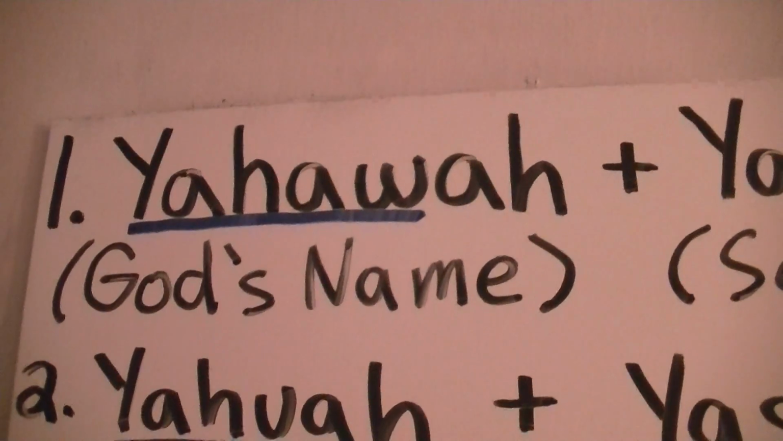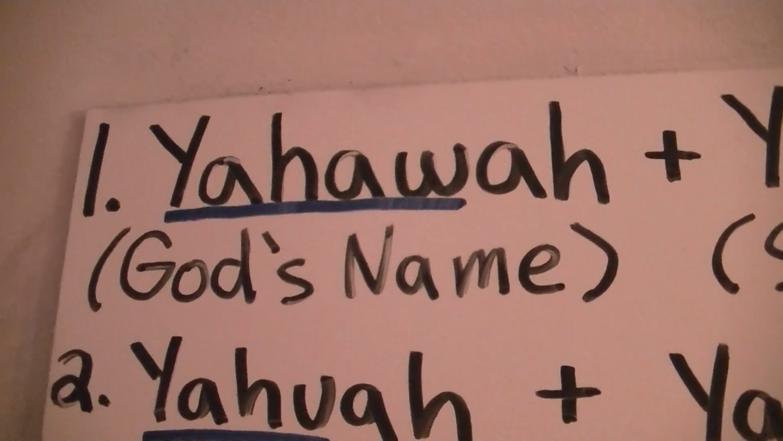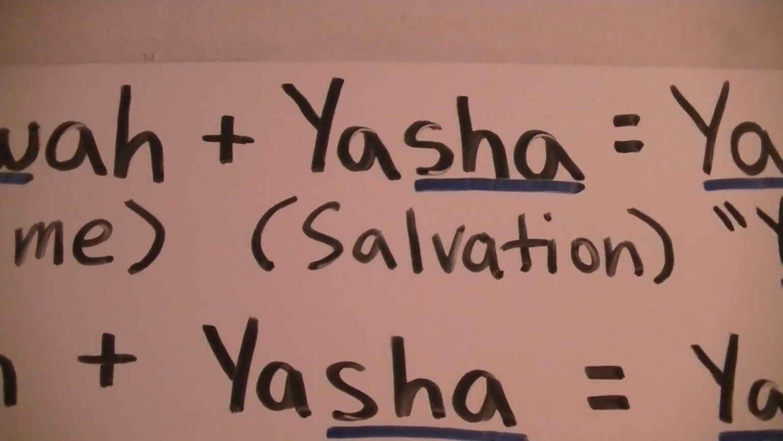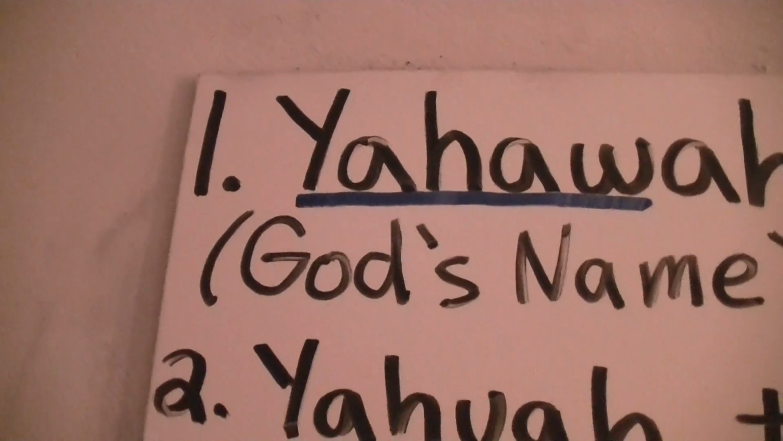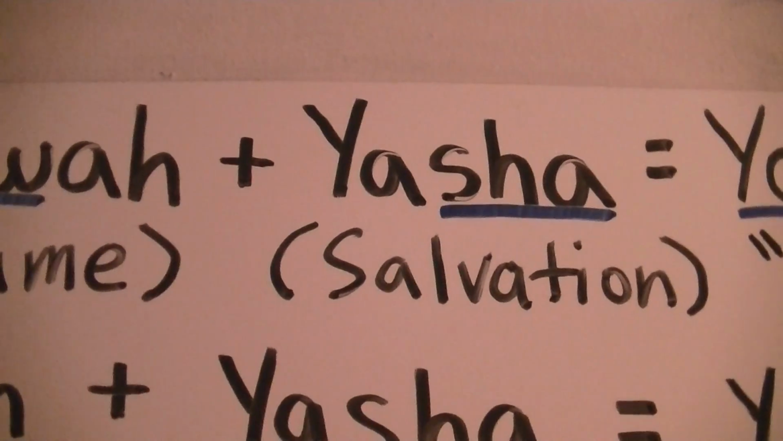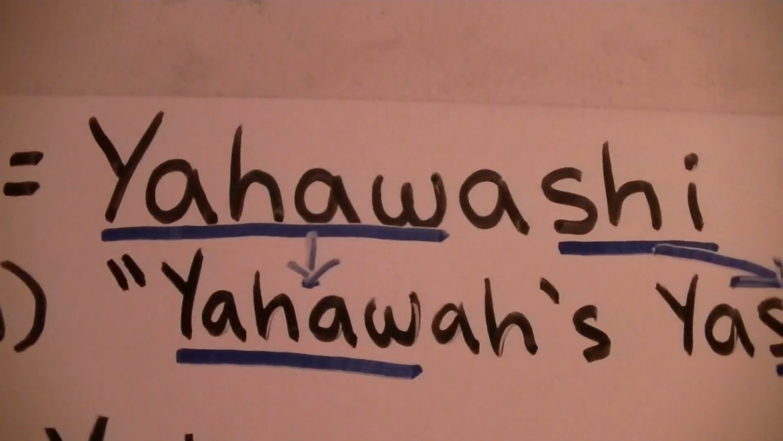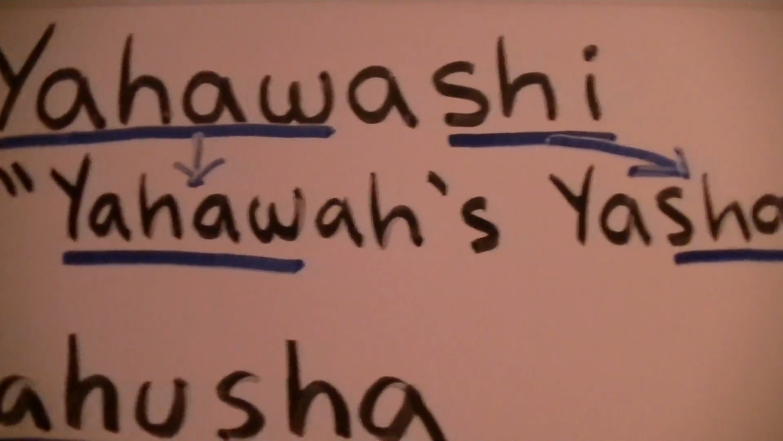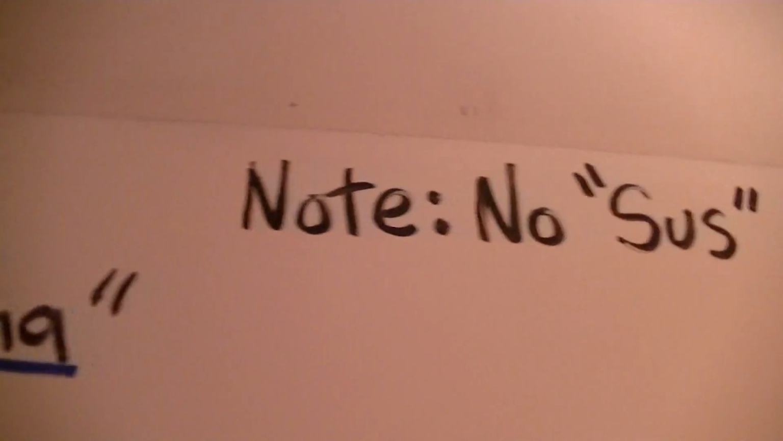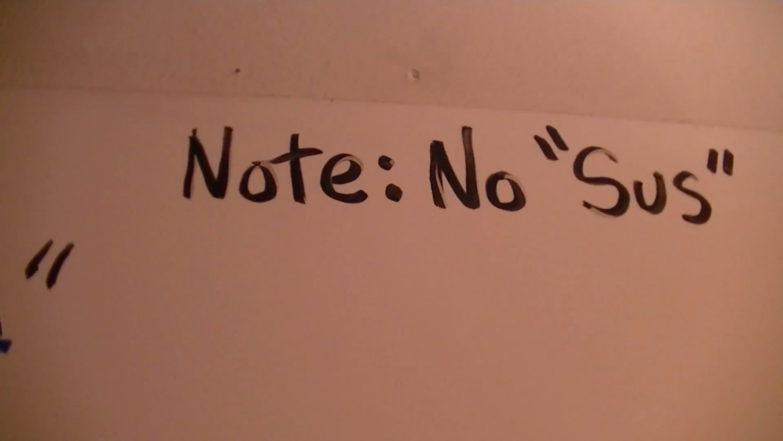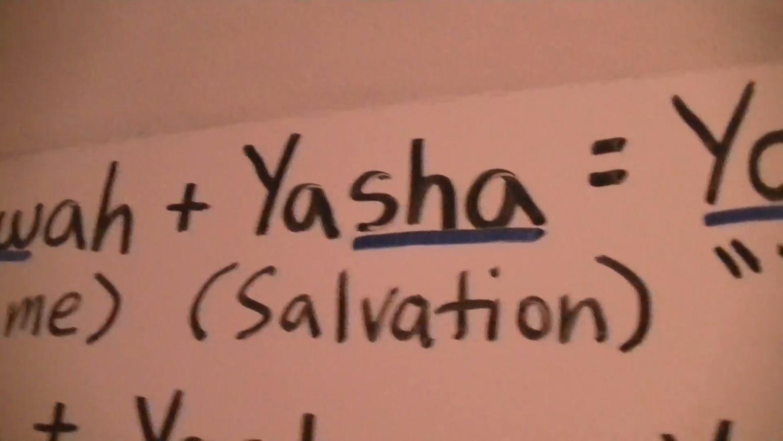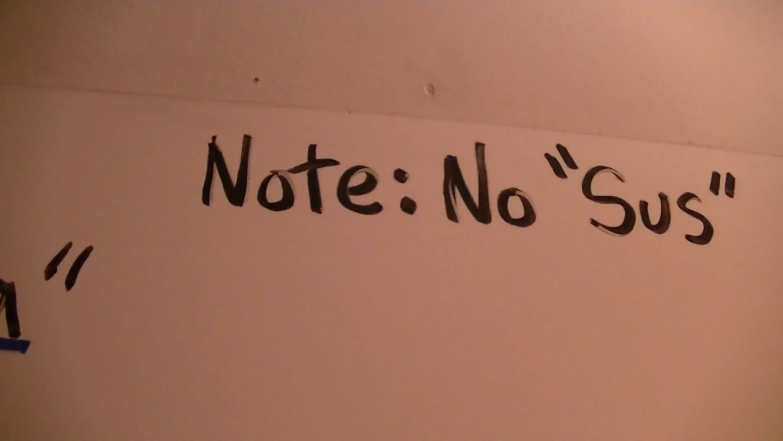First, you have Yahweh, which is one of the names of God, plus Yasha, which means salvation. When you take the Yah or the Yahweh and you take the Shah and Yasha, you put it together, you get Yahweh Shah, which means Yahweh's Yasha, Yahweh's salvation. Note that the two root words are Yahweh, Yasha, and there is no sus.